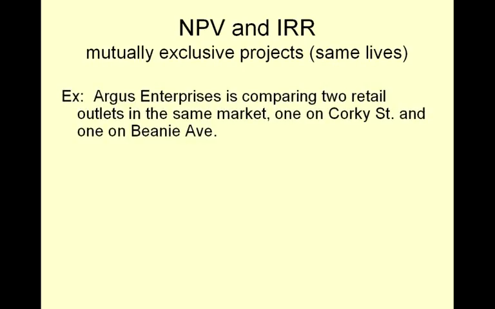Let's see how the NPV and IRR criteria can generate different rankings for two mutually exclusive projects. Let's start with mutually exclusive projects that have the same lives or terms. And let's use an example of Argus Enterprises, which is comparing two retail outlets in the same market, one on Corky Street and one on Beanie Avenue. These investment opportunities are mutually exclusive because they're in the same market, and Argus Enterprises will be adopting only one of them, if one of them.